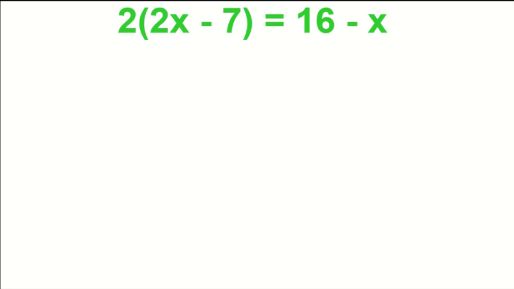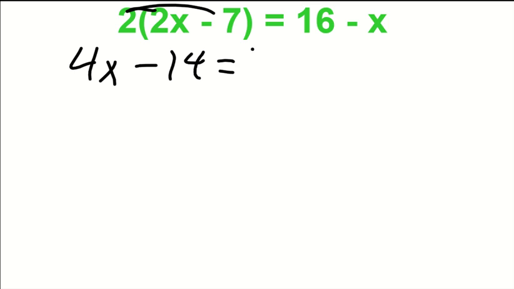All right, so I'll do this one. This one, distributing, don't we? We have parentheses, so we have to distribute. So 2 times 2x makes 4x. 2 times the minus 7 makes a minus 14, equals 16 minus x. Do I have any like terms to combine? No. No like terms, everything's on opposite sides.